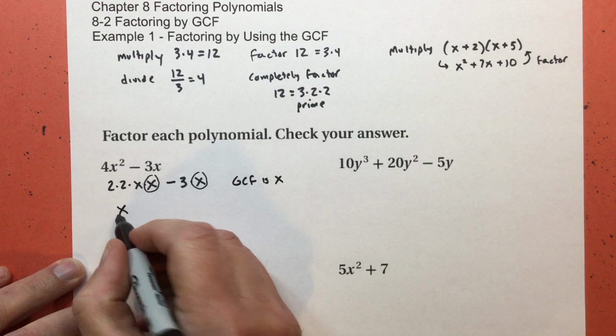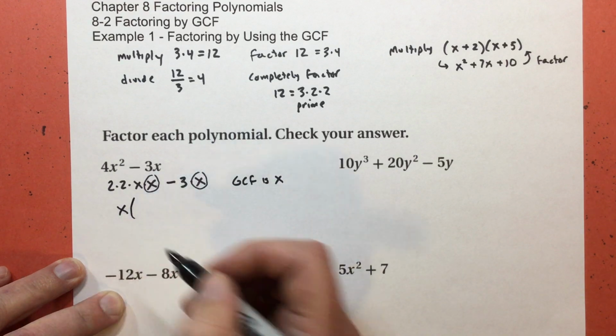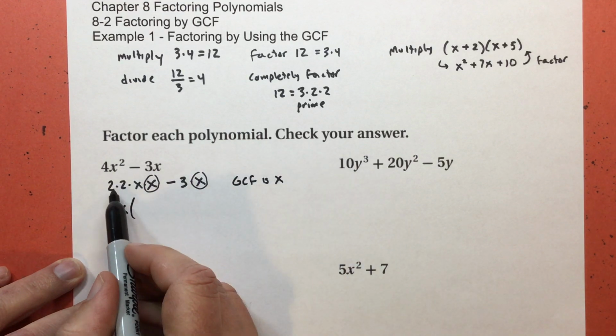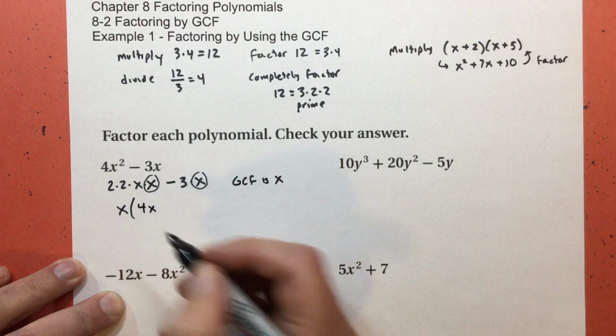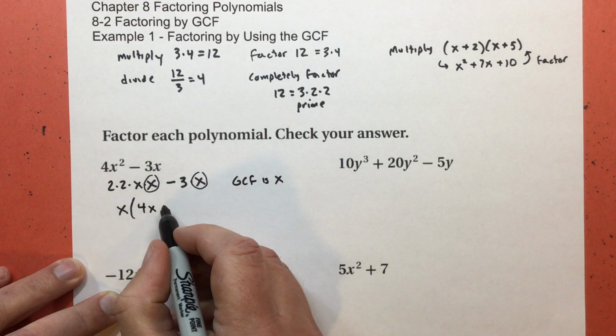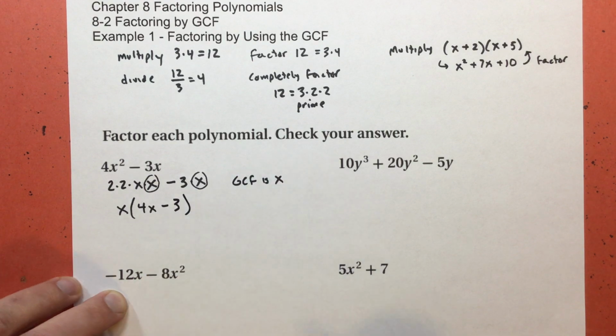I'm going to write that. I'm going to put parentheses. And what got left here? 2 times 2 times x. That's 4x. What got left here? Subtract 3. And that's it.